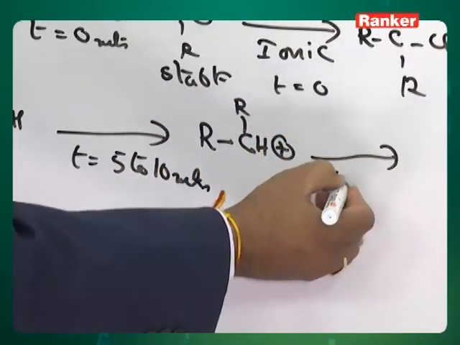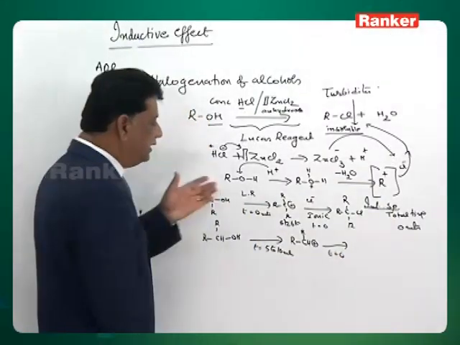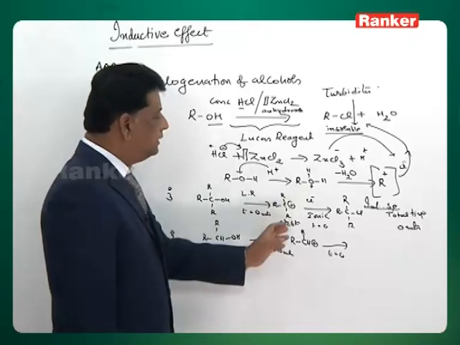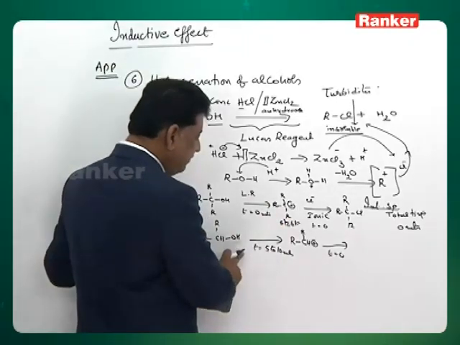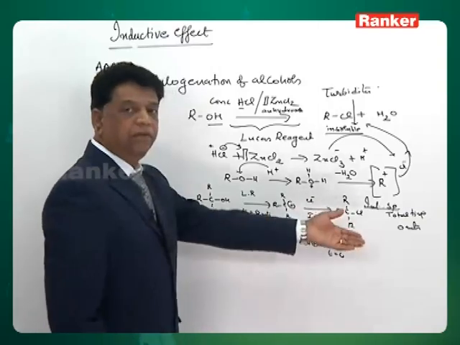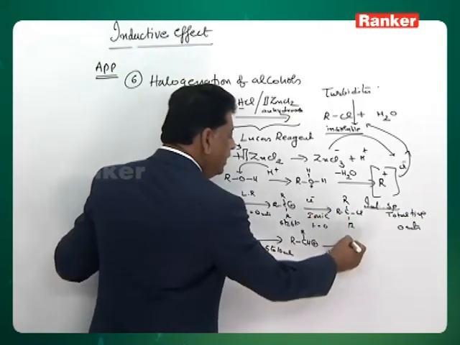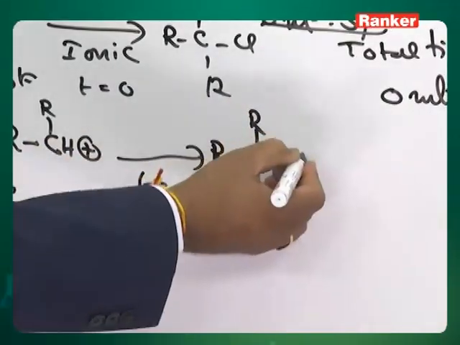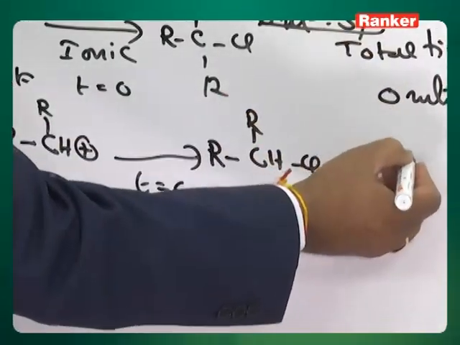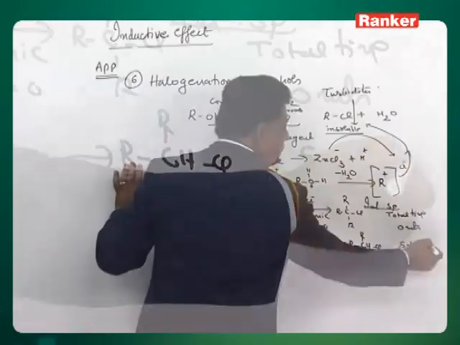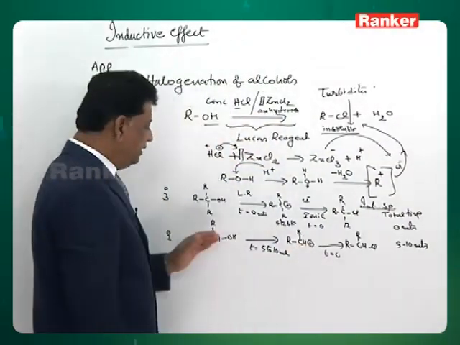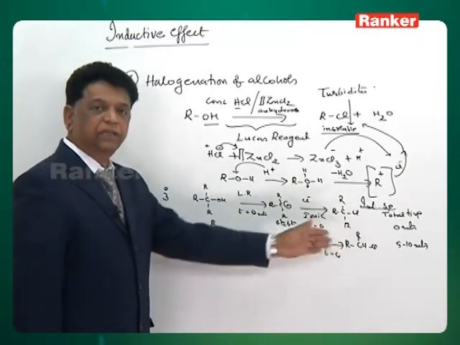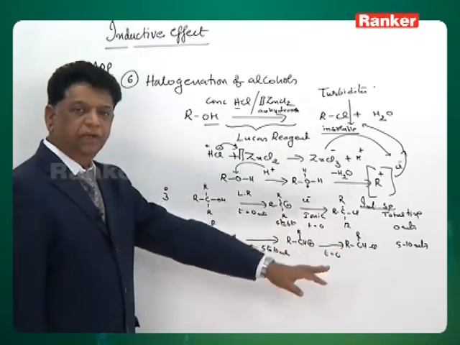However, the second step is a fast step because it is ionic. All ionic reactions are instantaneous, 0 minutes. But unless the first step takes place, the second cannot. So, the entire product formation is delayed because of the first step only. Total time required is again 5 to 10 minutes. The second step is 0, but the first step is delayed. Only if this completes does that complete. Therefore, the overall reaction time is 5 to 10 minutes.